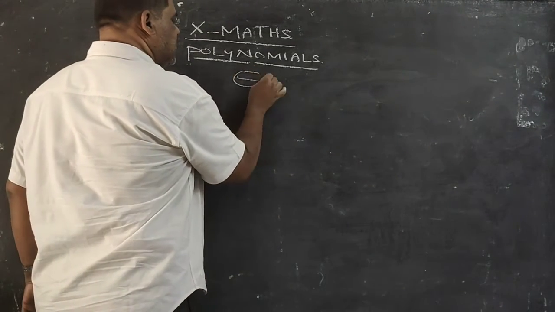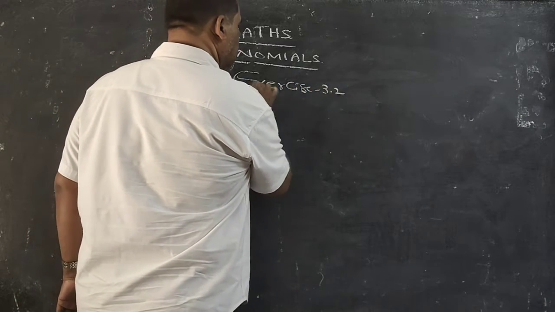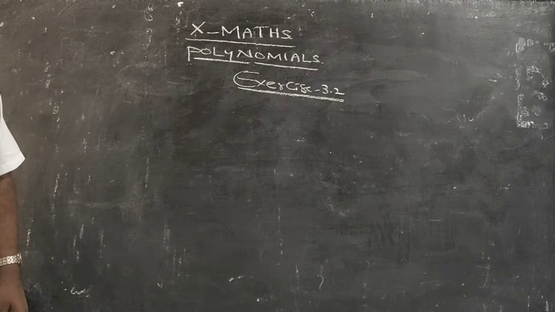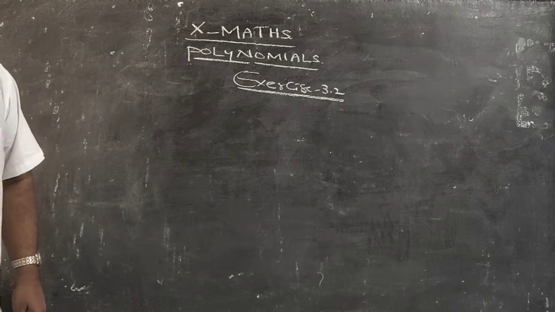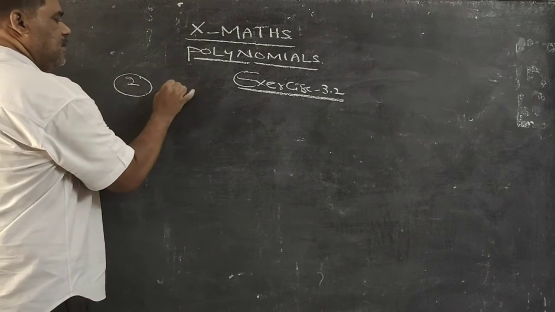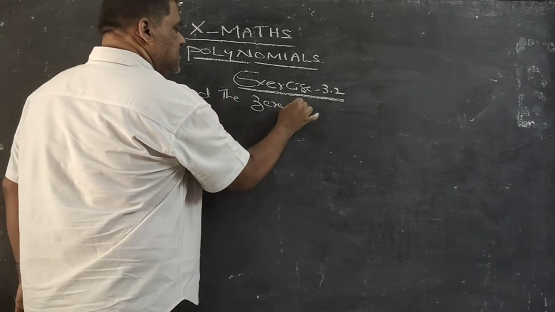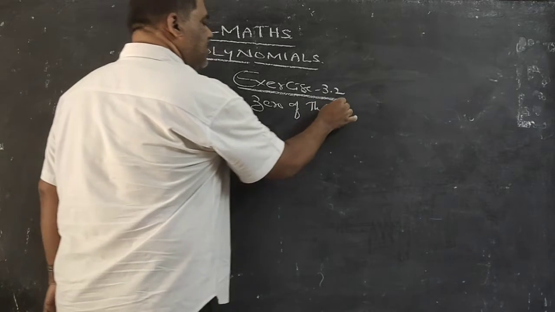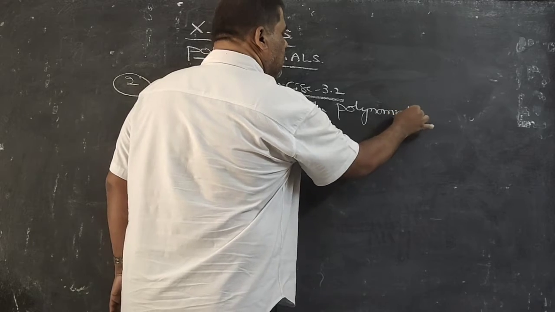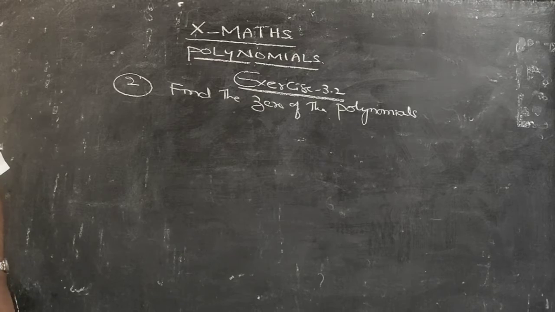Let us start exercise 3.2. Find the zero of the polynomials given below.